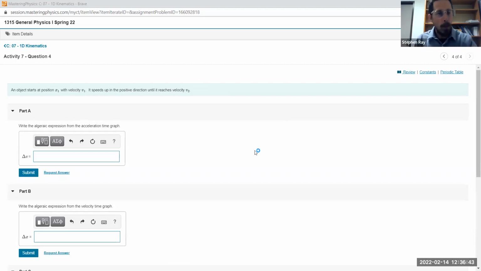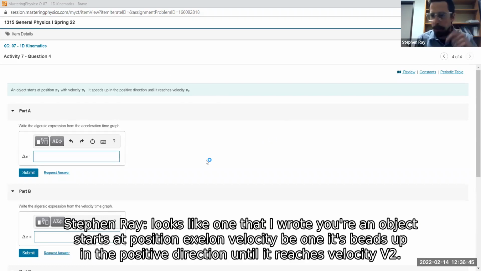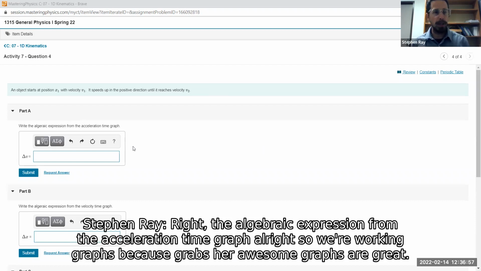Item 4 looks like one that I wrote here. An object starts at position x1 at velocity v1. It speeds up in the positive direction until it reaches velocity v2. Write the algebraic expression from the acceleration time graph.